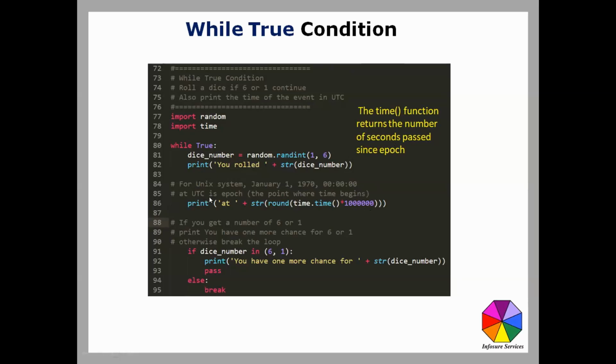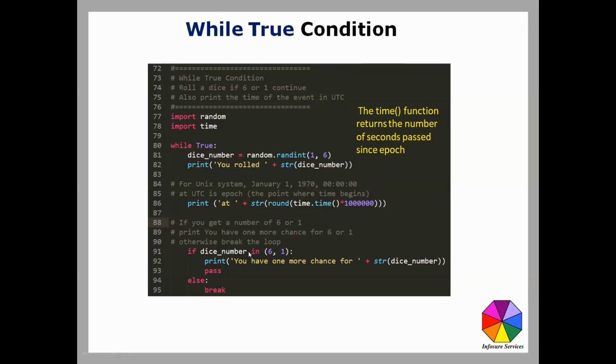Think of it like the GMT inside a computer, because GMT is a real point of meridian of time, whereas in computers the reference time is called UTC. The epoch is the point where time begins, where the computer clock begins at this particular point of time. And time.time gives the number of seconds from that epoch. The rest I already explained: it printed at that time that you rolled this dice.